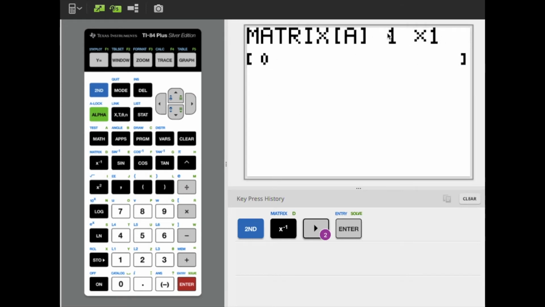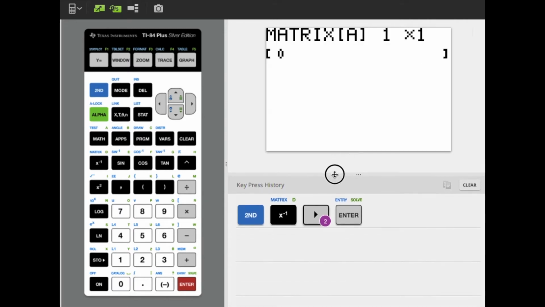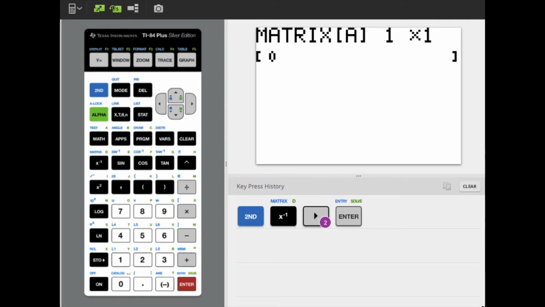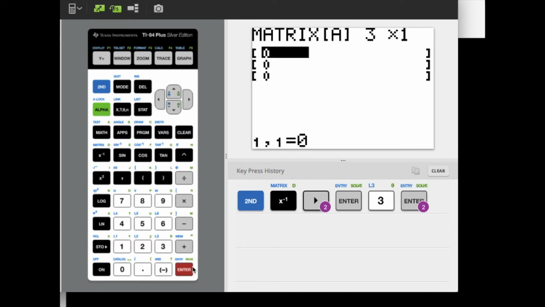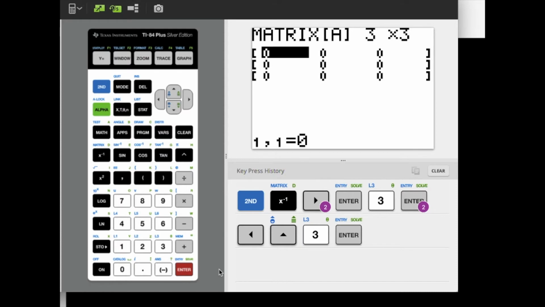Notice right now it's 1 by 1, so I have to tell the calculator what dimension my matrix is. So since my matrix is a 3 by 3 matrix, 3, enter, and then I want to put another 3 here. Go back up, change that to 3, scroll up, 3 by 3. Okay, so now you'll see 3 rows pop up and 3 columns.